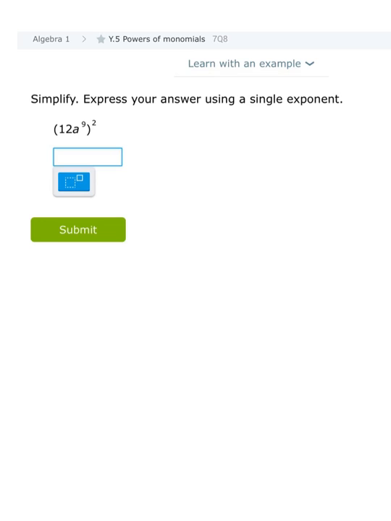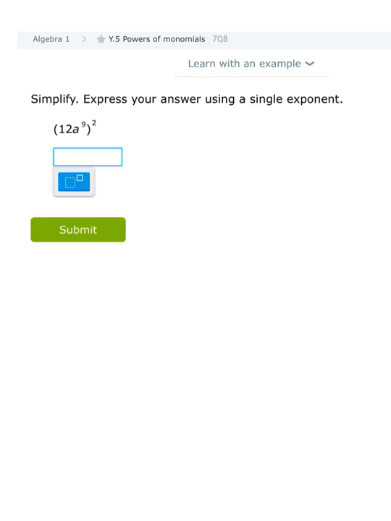We are starting off the week with a lesson about powers of monomials. So, a power of a monomial is whenever you raise a power to another power. So, in this problem, we are raising 12a to the ninth to the second power.